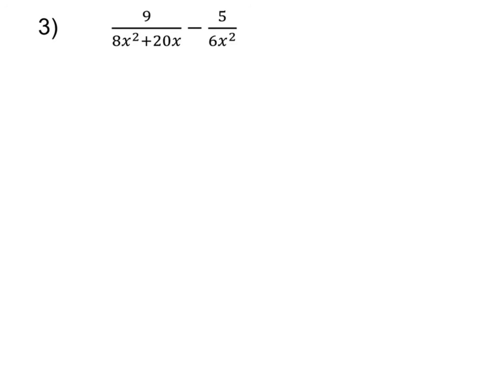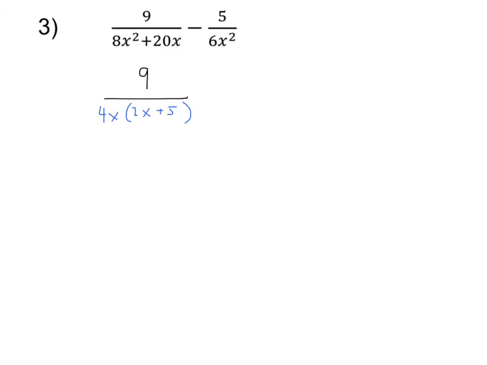All right, last one. We'll do this one together because it's a little bit tricky. First, let's factor our denominators. So down here, let's see, what can I do? I can factor out a greatest common factor. I can pull out a 4x. So this would be 4x times the quantity 2x plus 5.